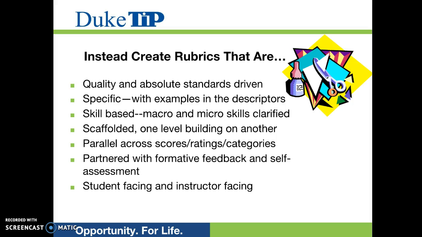Absolute standards driven, specific, like we said, and grounded in skill objectives. By now, you know the difference between macro and micro, and it should scaffold. Remember, we talked about that developmental sophistication from a 1 through a 4. There should be parallels among those cells, distinguishing 1, 2, 3, 4, and it should be in a larger context of formative feedback and students doing self-assessment.